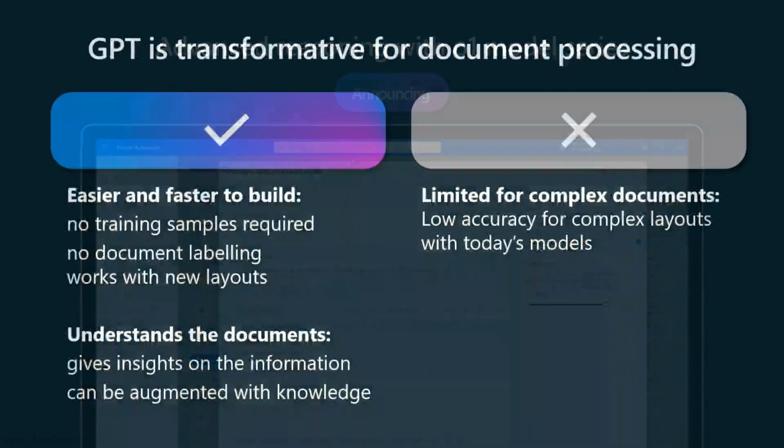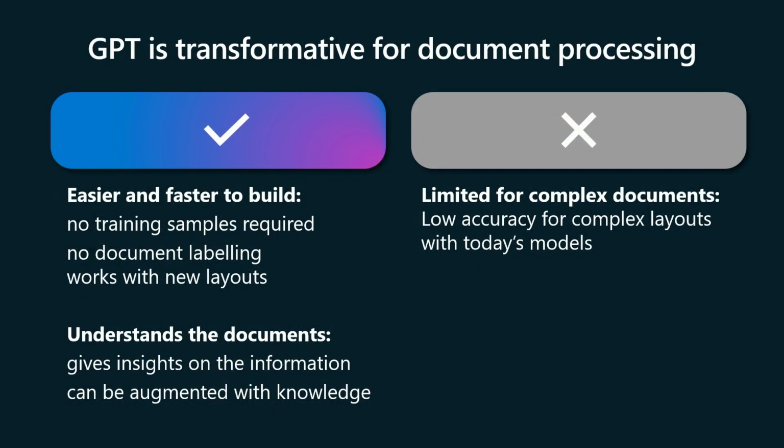So if we were to recap a little bit everything that we have shown you so far, GPT is definitely transforming the document space. It has never been easier nor faster to build document processing models. So you don't need to train or give samples. You don't need to manually tag data. It works with any new kind of layout.